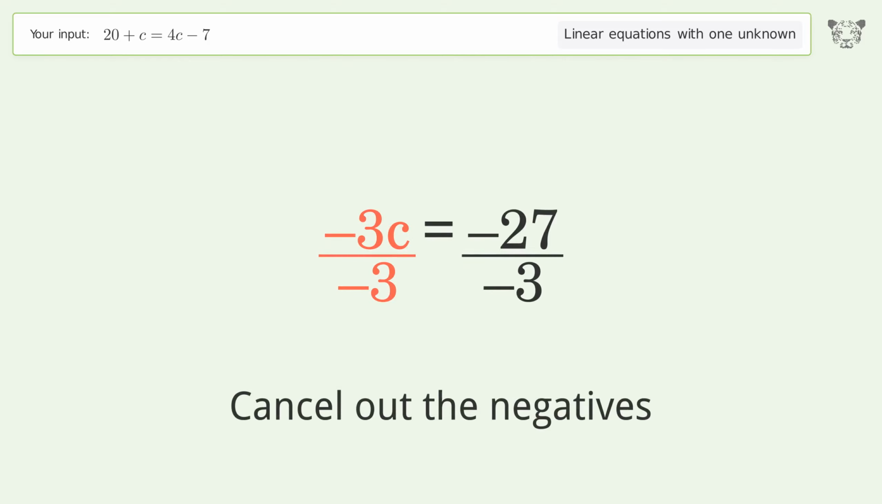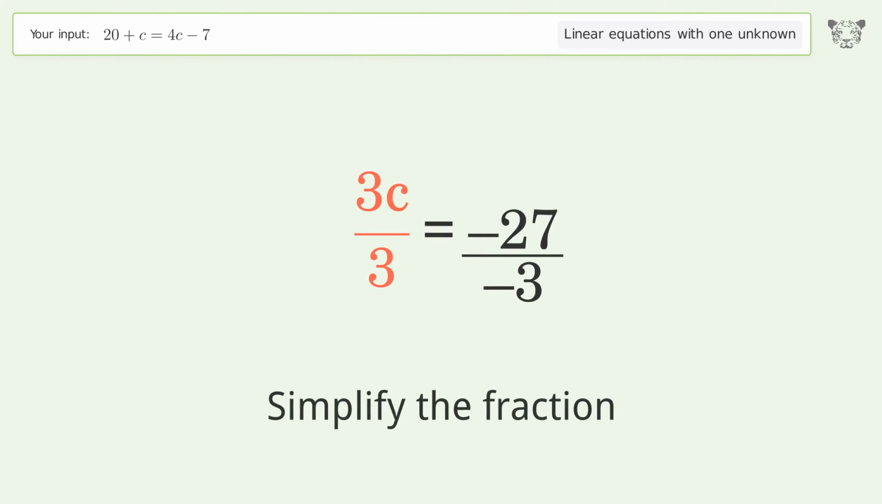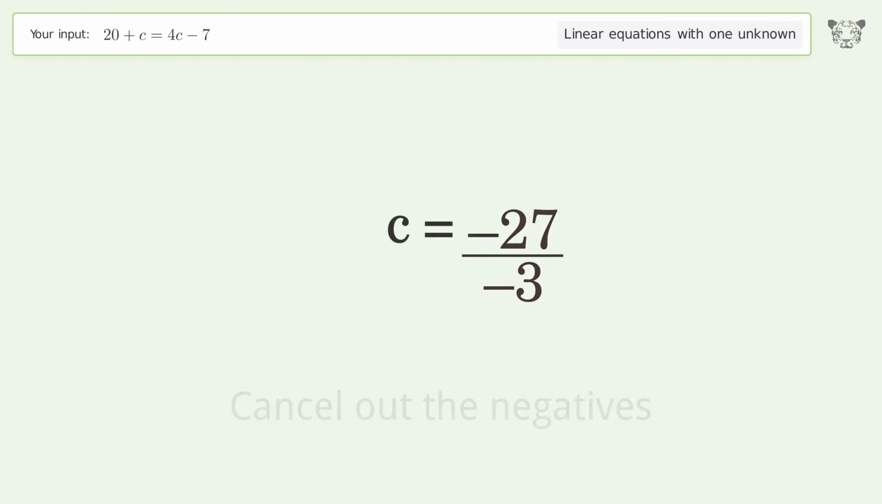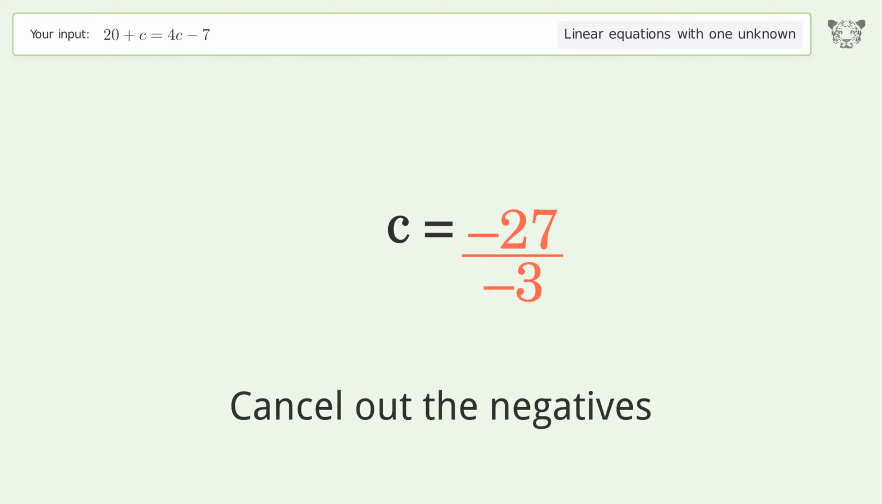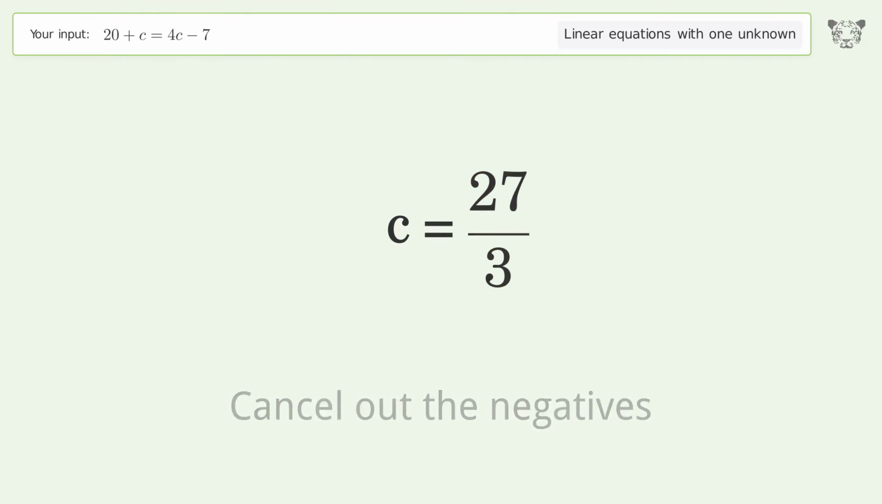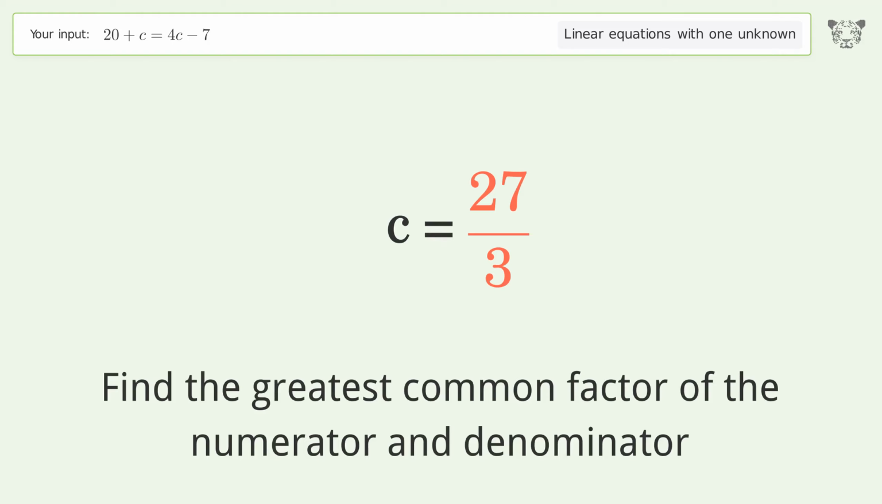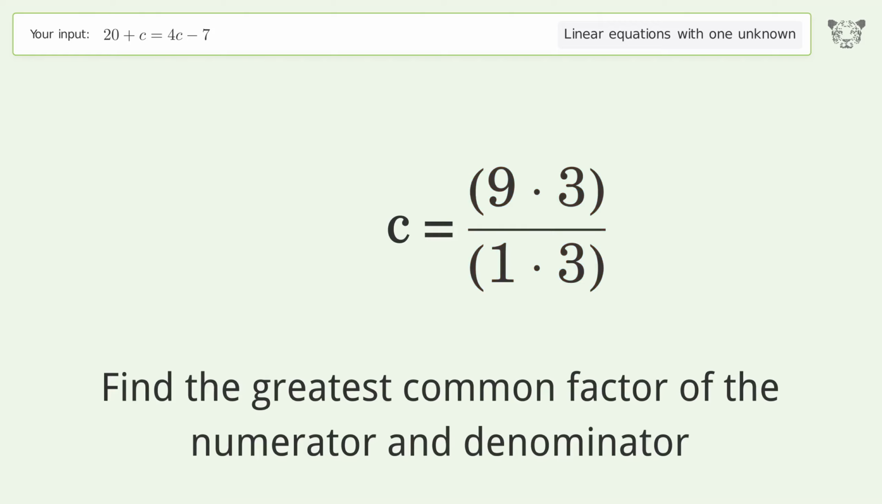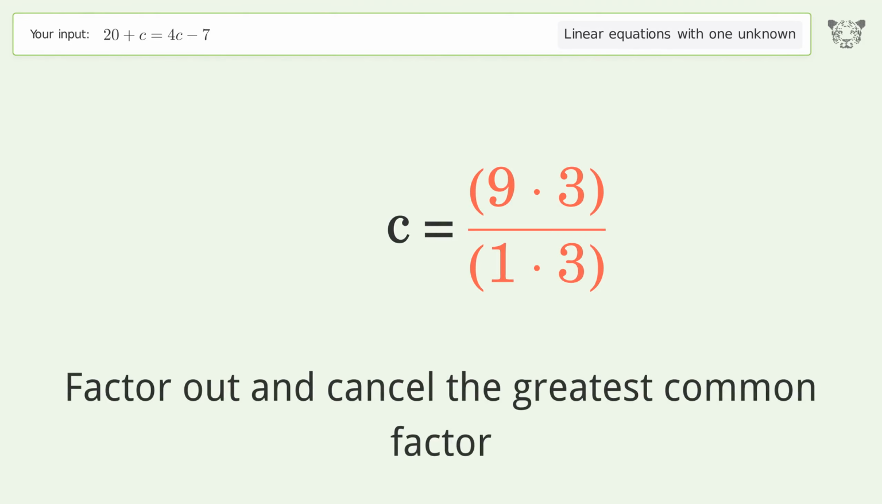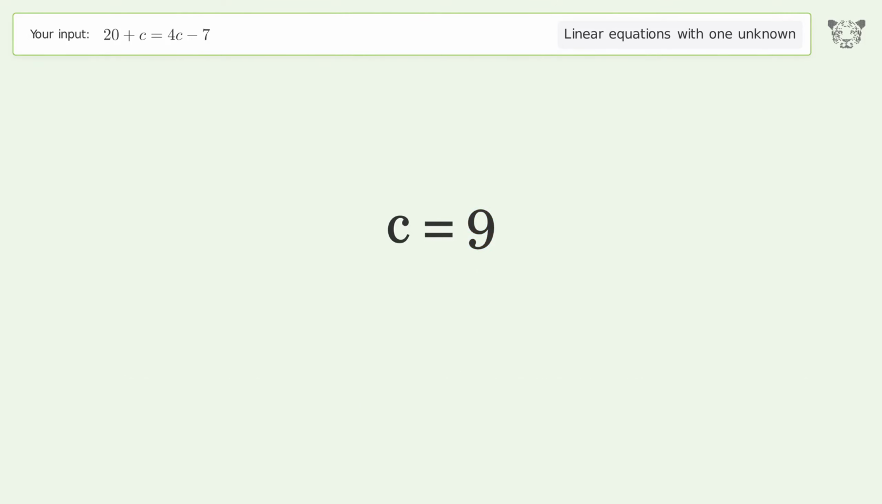Cancel out the negatives. Simplify the fraction. Cancel out the negatives. Find the greatest common factor of the numerator and denominator. Factor out and cancel the greatest common factor. And so the final result is c equals 9.